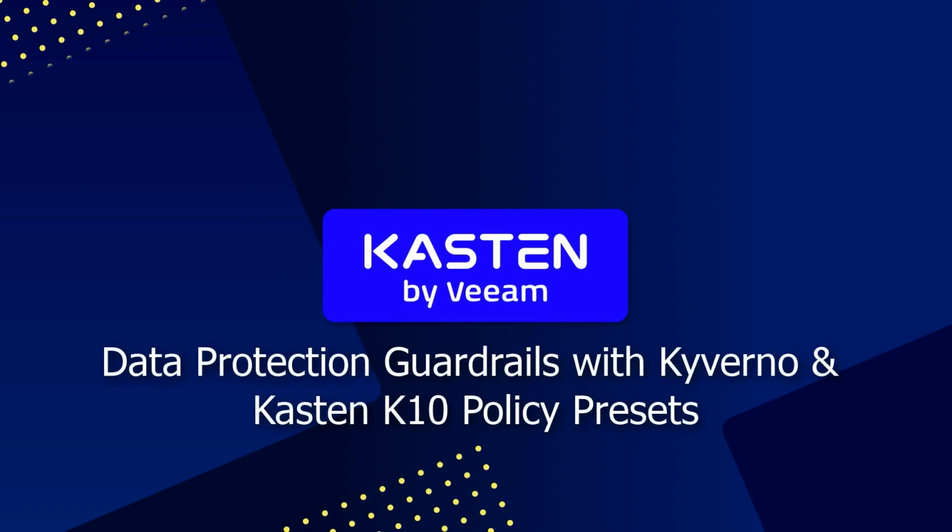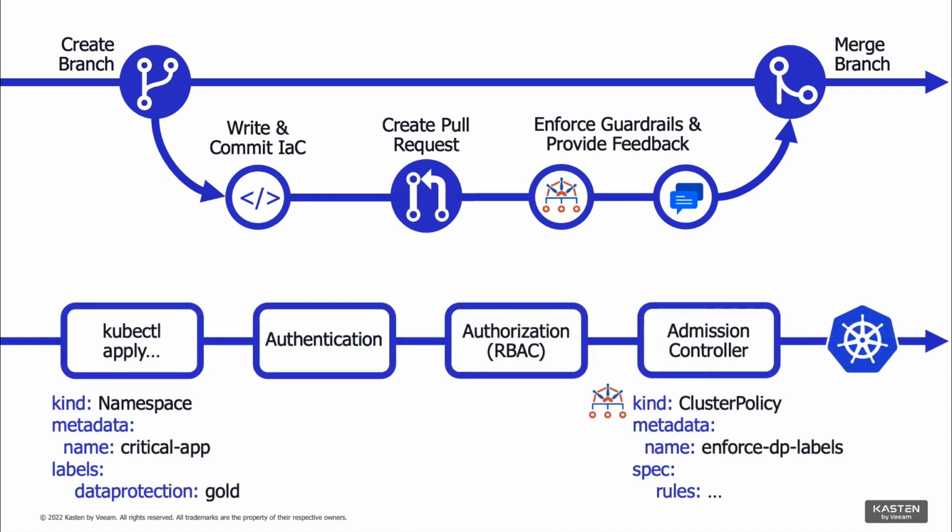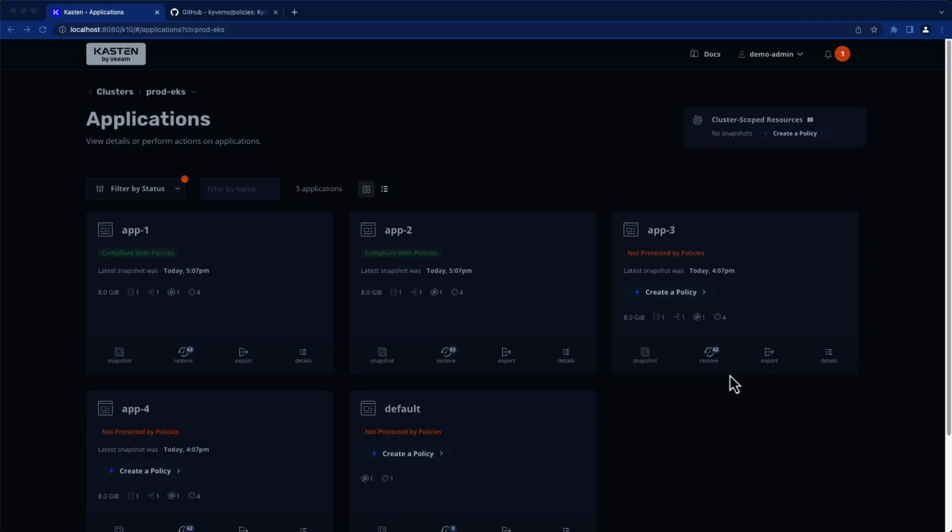In this demo, we'll be looking at how you can leverage policy as code solutions like Kyverno to ensure that proper data protection is being applied to workloads as they're added to your cluster. This policy enforcement can be done either at commit time through CI tools like Jenkins, GitLab, or GitHub Actions, or at the time of deployment by acting as a Kubernetes admission controller to validate incoming API calls.